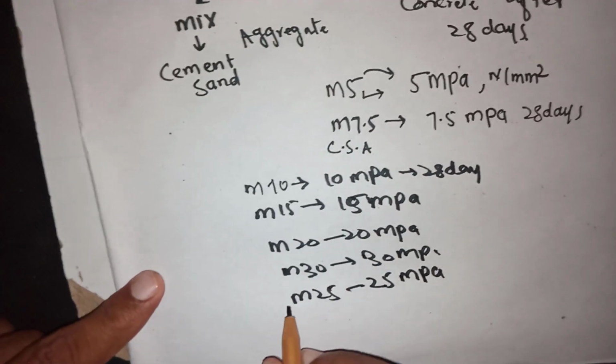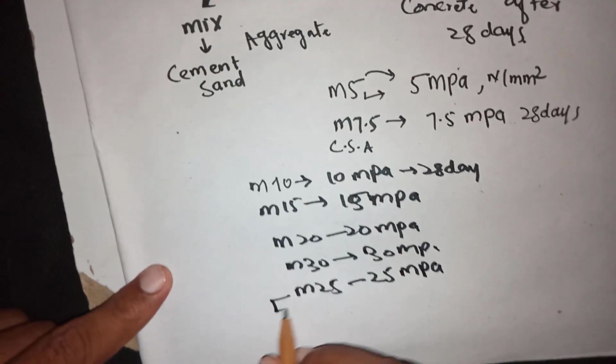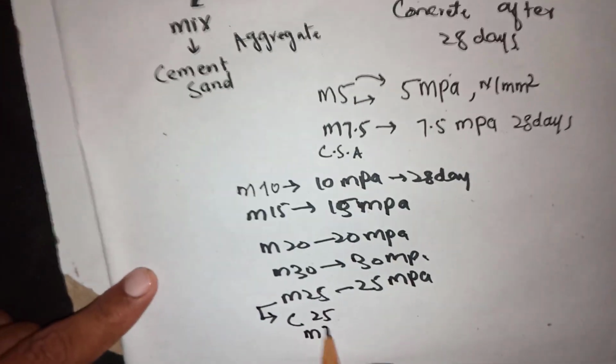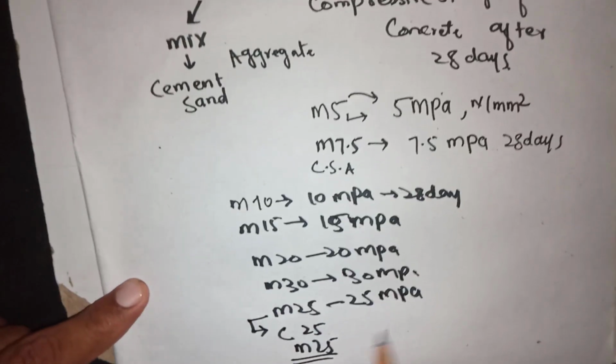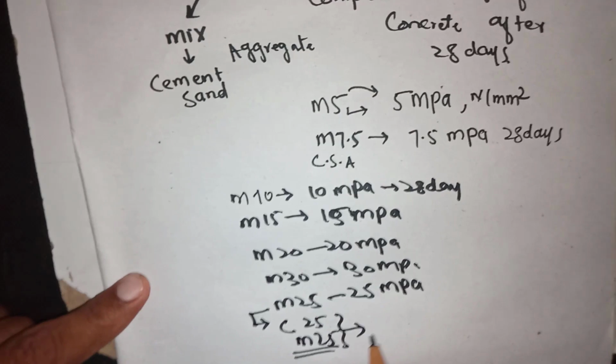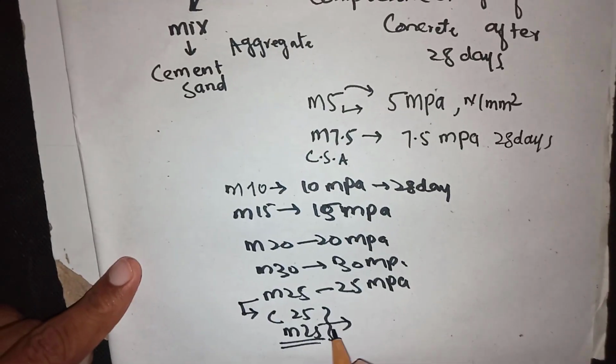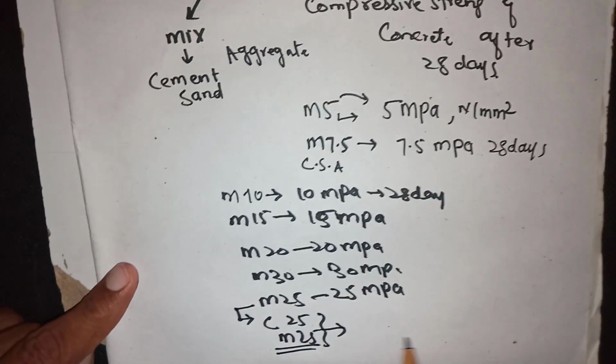And here one thing to remember, we sometimes encounter C25 and M25 in the field. What does that mean? I will explain these questions at the end of this video, so please watch the video fully to get these answers.